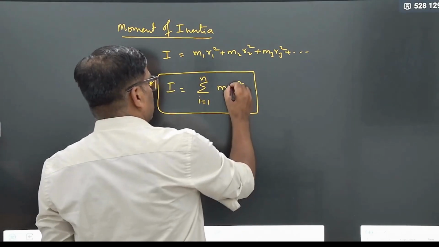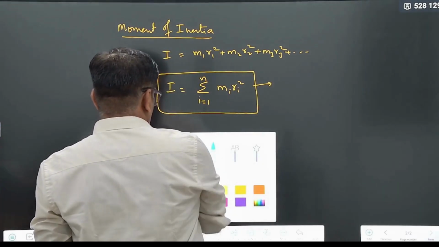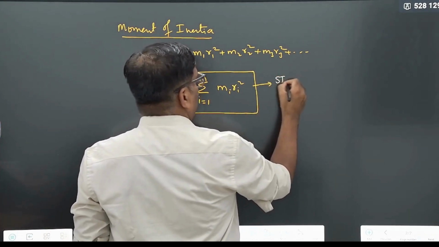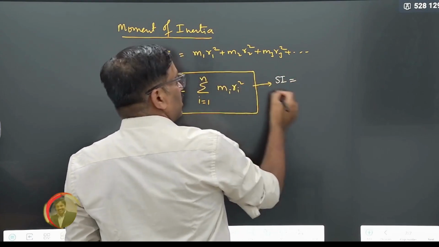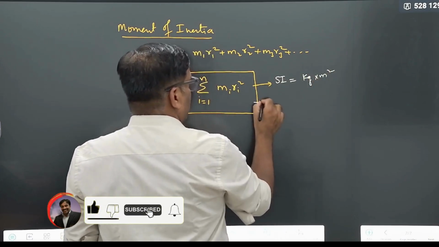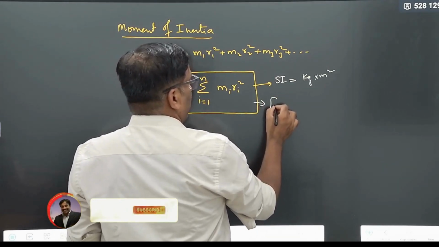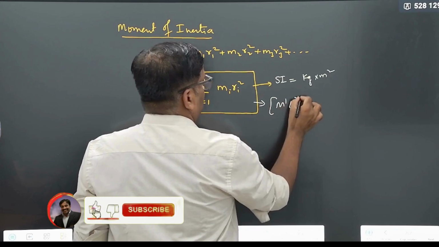What is the SI unit? The SI unit of the moment of inertia is mass into distance square, therefore kg meter square. The dimensional formula is M L square.